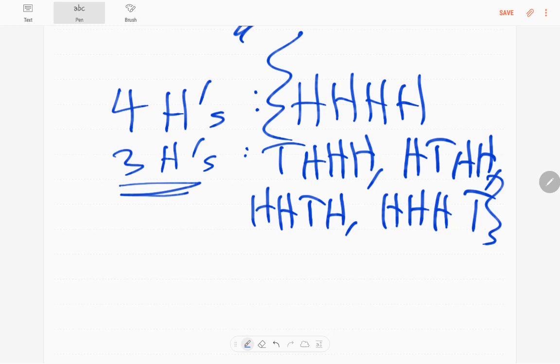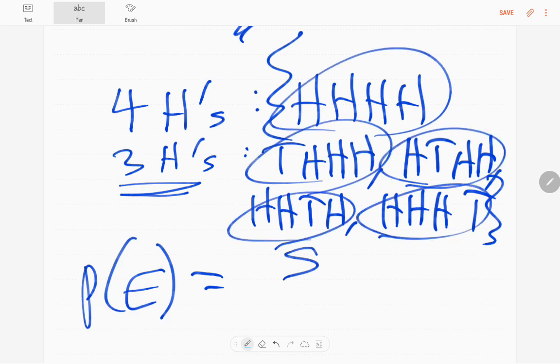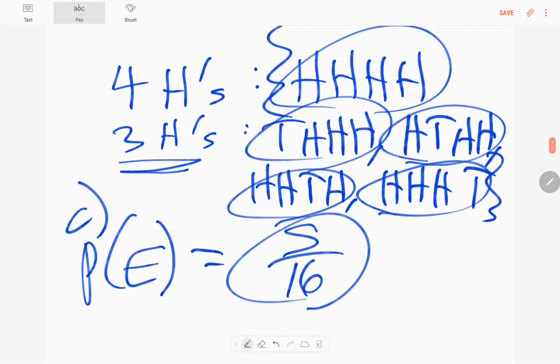The probability that there are more heads than tails. Well, we're really looking for the probability of the previous event. So all you have to do is count up the number of outcomes in that event. It looks like there are 5 of them, and divide by the total number of outcomes in the sample space, which is 16. So that was part C.